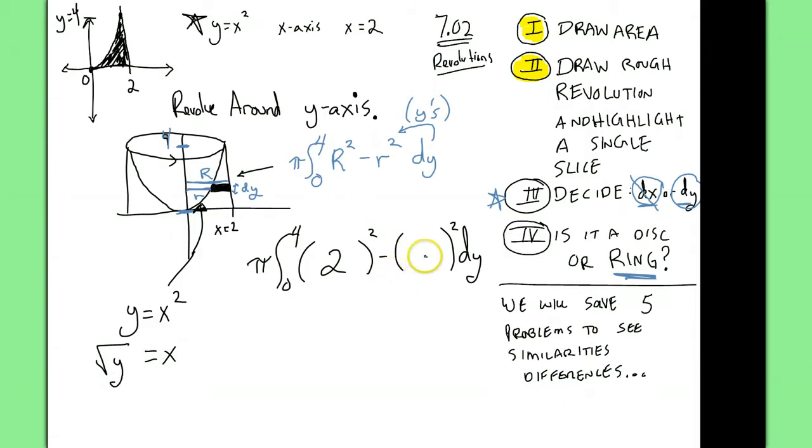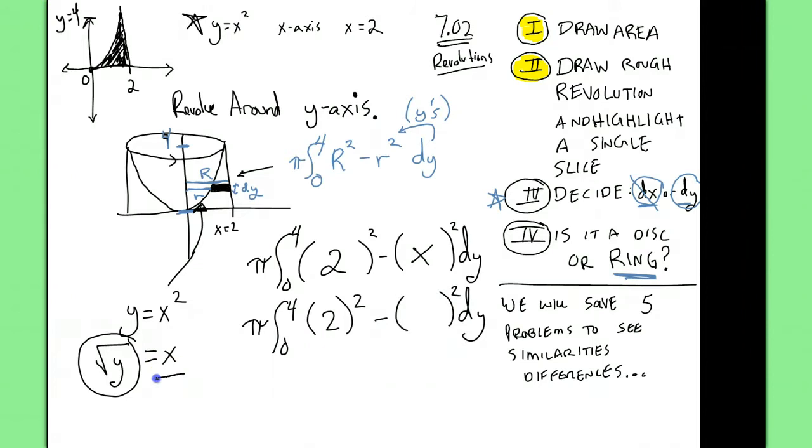So if I think about it, my inner radius, how big is it? To simplify things, I could say it's x big, but I can't write it that way. Because it's x distance, I could instead write it in terms of y, and that would be x equals square root of y, and so I can just plug it in here. So I get pi from 0 to 4 of 2 squared minus y dy.